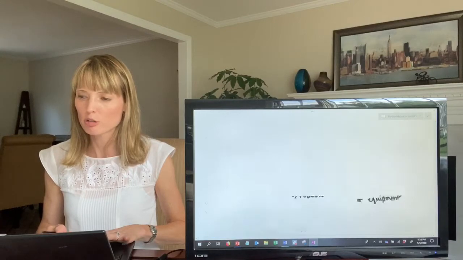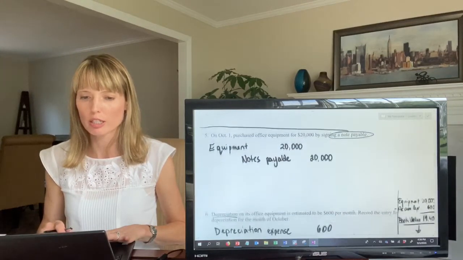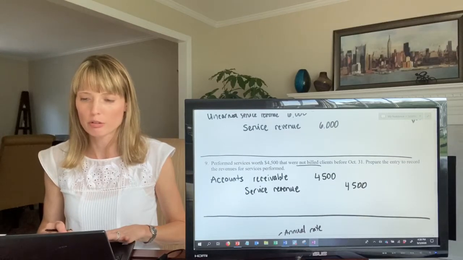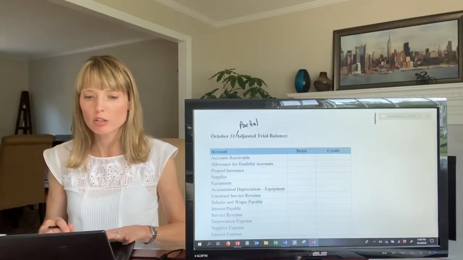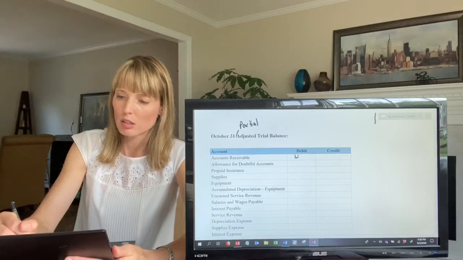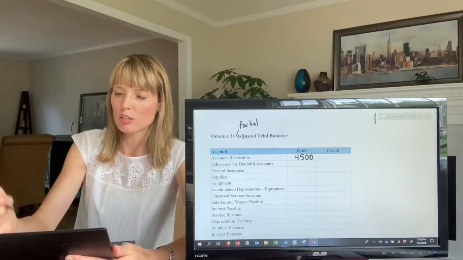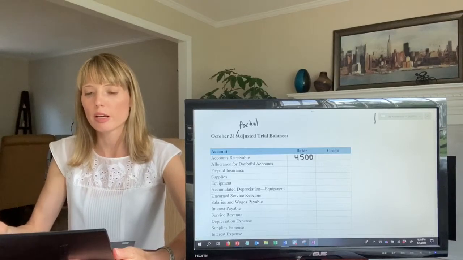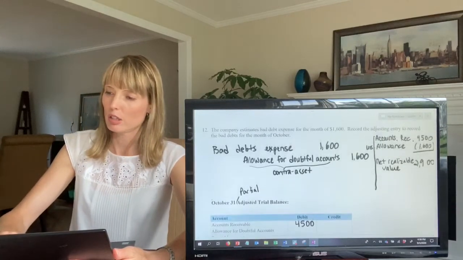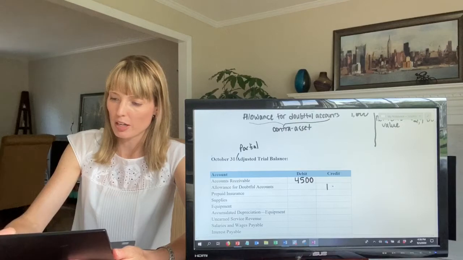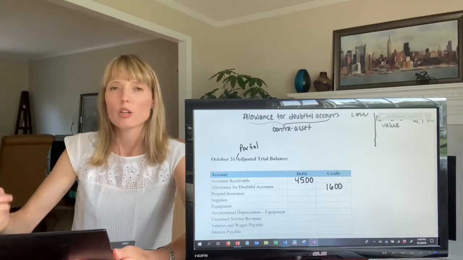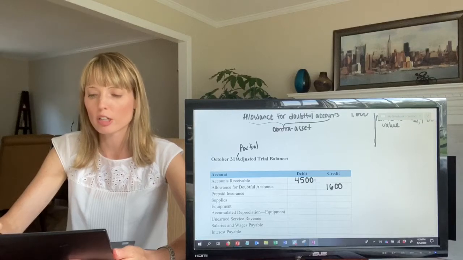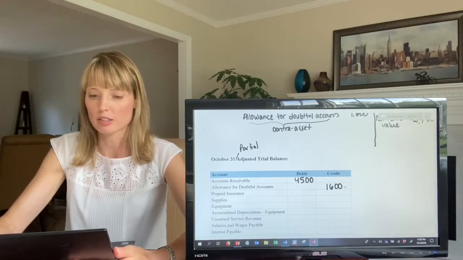So our balance in accounts receivable, remember we had recorded accounts receivable in transaction 9, we recorded $4,500. That's the only thing that took place. So our balance in accounts receivable is still $4,500, and we separately report the allowance for doubtful accounts of $1,600, and remember that that has a credit balance. So we give the investors all of the information. Our customers owe us $4,500, but we expect that we're not going to collect $1,600.